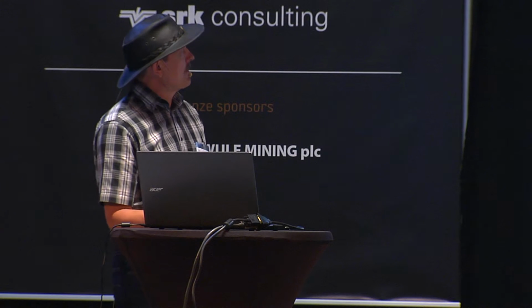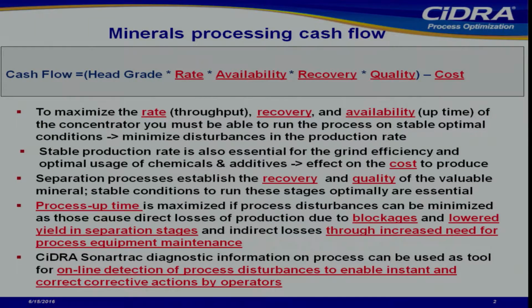Let's take a look at the cash flow, where the money comes in this business. There's the head grade that we can't affect by flow measurement. Then there's the production rate, availability of the process uptime and the recovery and quality, minus the costs. The red ones are those that we can affect by our flow measurement technology.